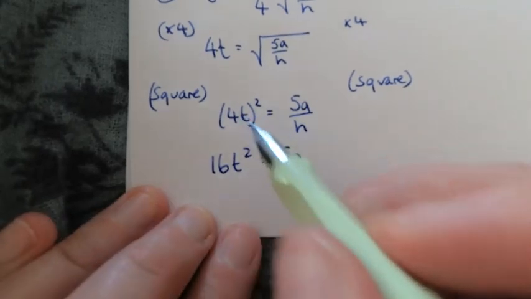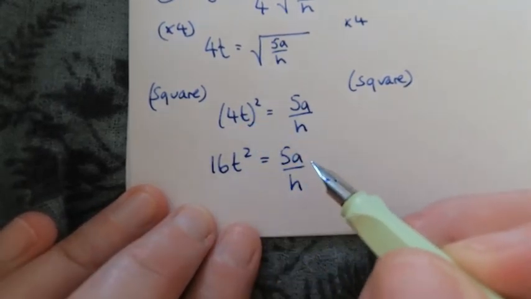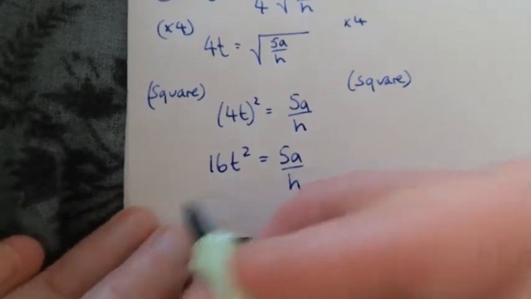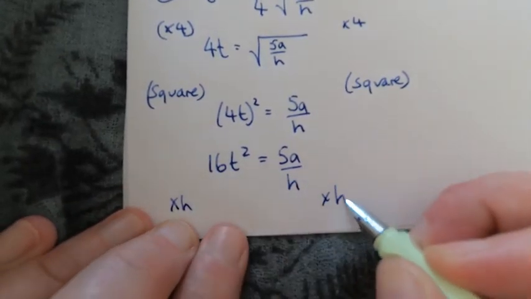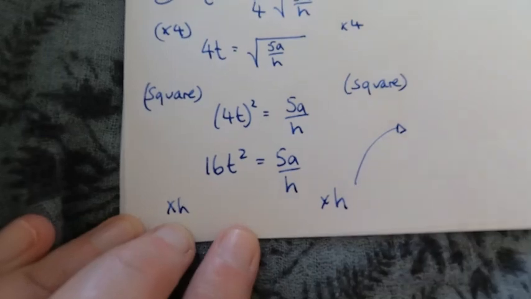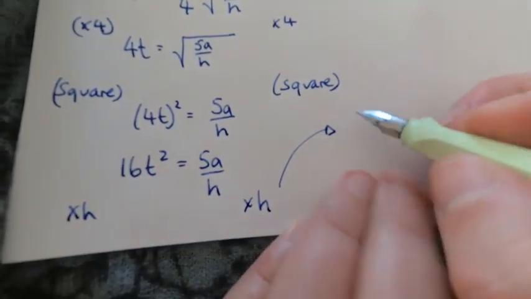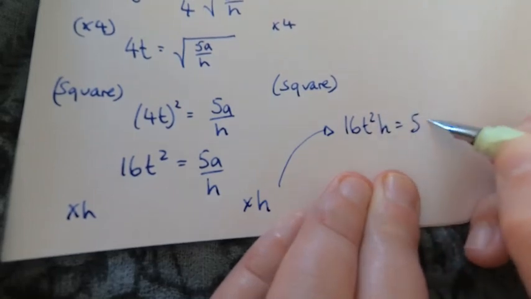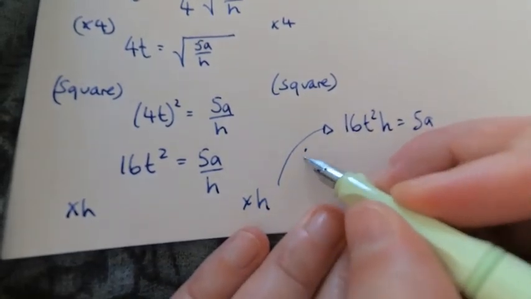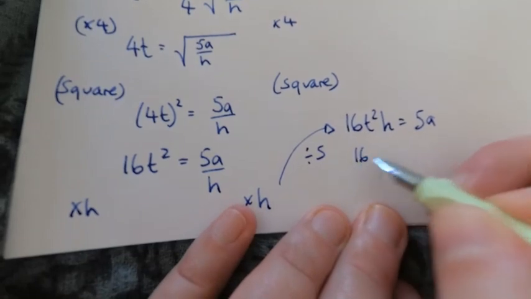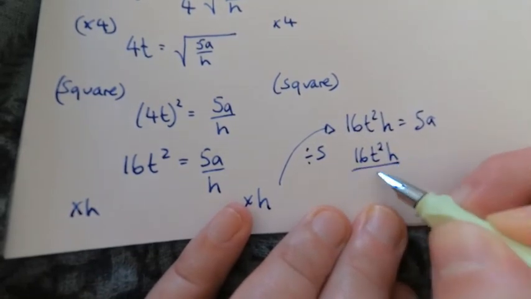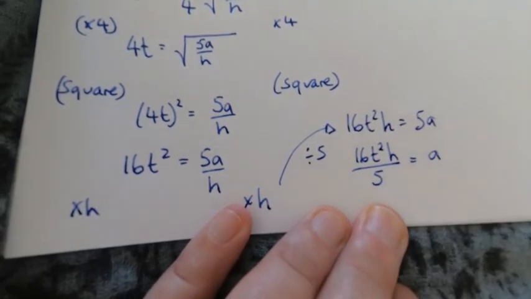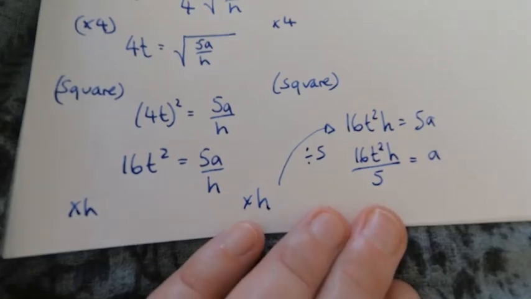Bit long-winded. We still now need to isolate the a, so let's multiply by h. I'll go over here because I've run out of paper. So we get 16t squared h equals 5a, and finally divide everything by 5. 16t squared h over 5 equals a. Okay, lots of steps, none of them particularly difficult. It's all about working out the easiest way to get it done.